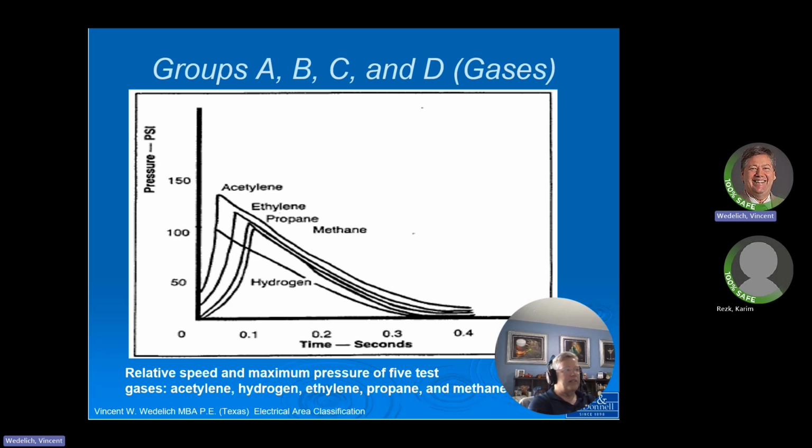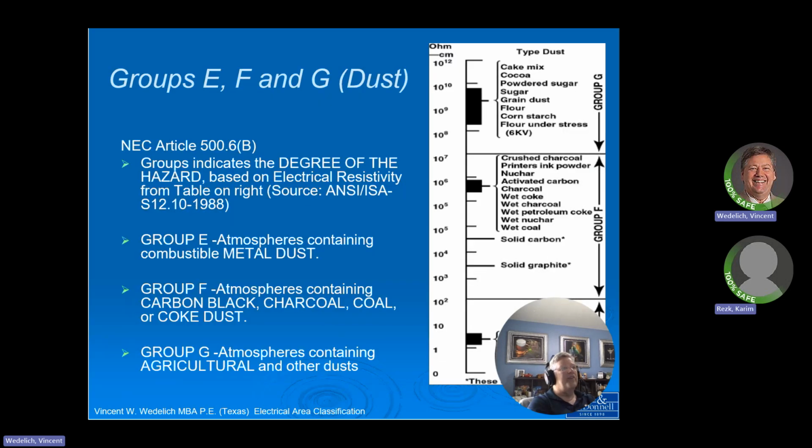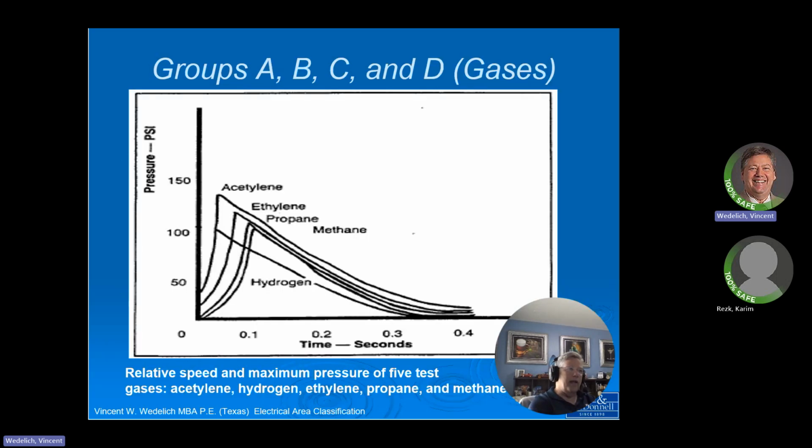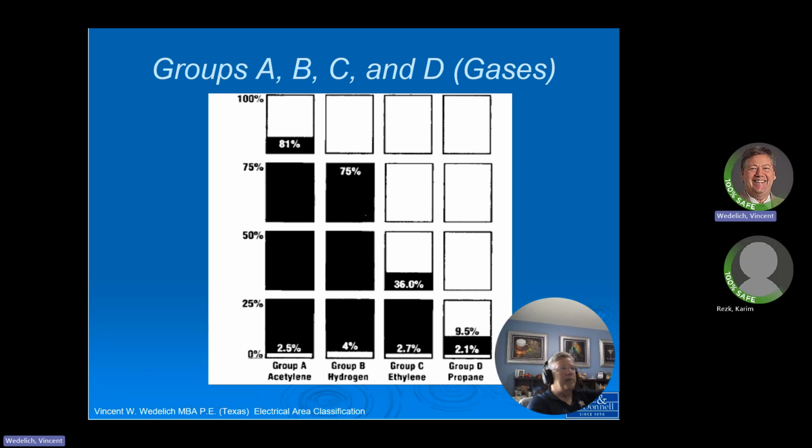So these are tests that they did, and it kind of gives you an appreciation for how much pressure it builds up in how many seconds. Significant amount. So now we're moving into dusts, right? Group E, F, and G. So before we had groups A, B, C, and D.